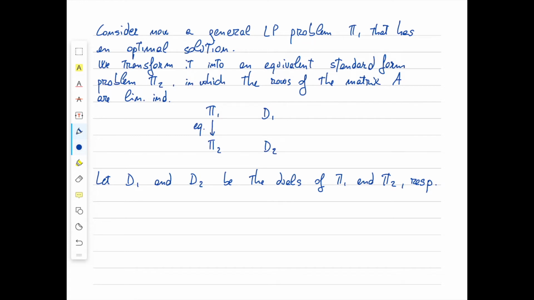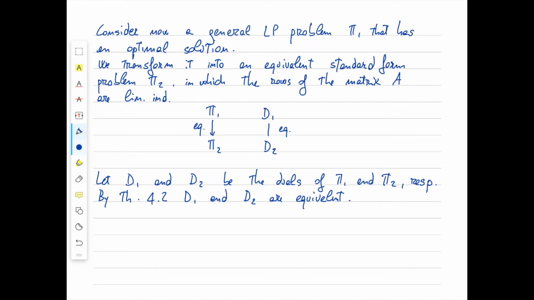We now apply Theorem 4.2. This theorem says that since pi1 and pi2 are equivalent, then also their duals d1 and d2 are equivalent. So by Theorem 4.2, d1 and d2 are equivalent. I'm going to put a link here and write EQ just to remember that they are equivalent.